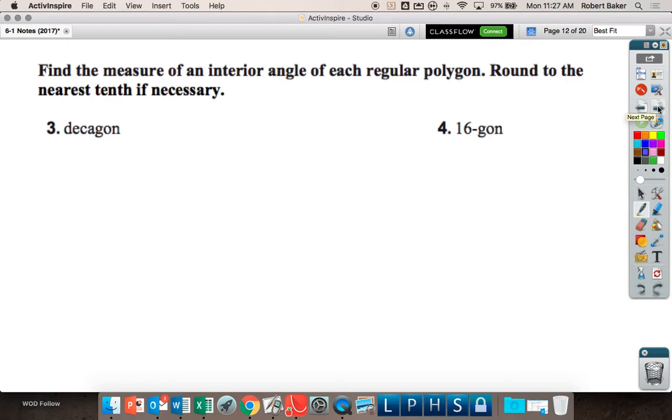Alright, now it says find the measure of one interior angle of each regular polygon. Round to the nearest tenth if necessary. So if I give you a regular decagon, the first layer is, how many sides does the decagon have? 10. So I want to know how big is each individual angle for a decagon.